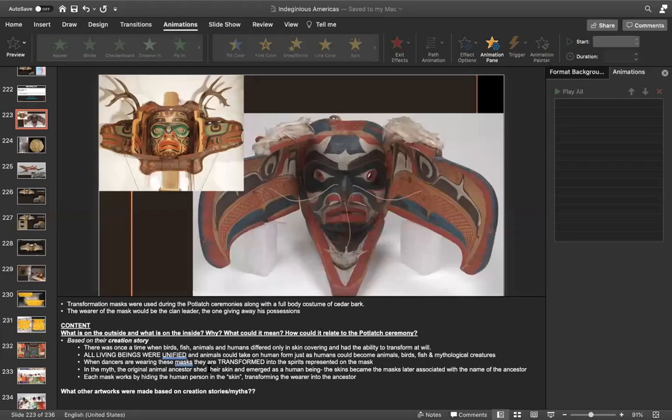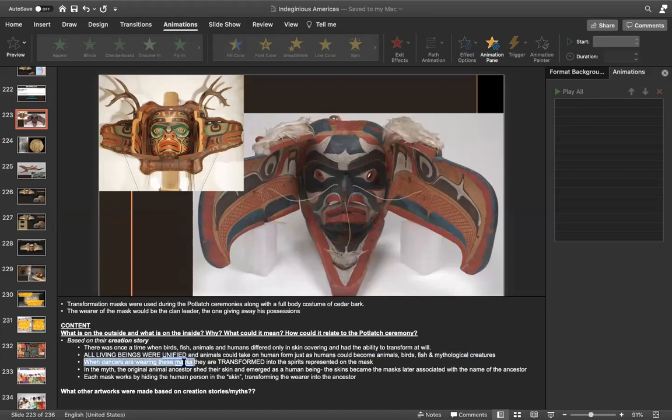Okay, you don't need to write all this. I'm just going to read this about some more ideas of what these are depicting. Because remember, there's more than one transformation mask. There was once a time when birds, fish, animals, and humans differed only in skin covering and had the ability to transform at will. All living beings were unified, and animals could take on human form, just as humans could become animals, birds, fish, and mythological creatures.